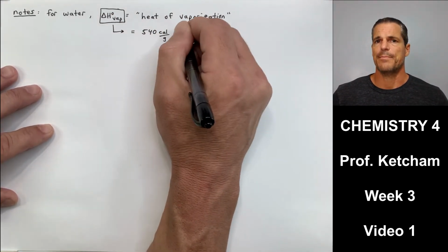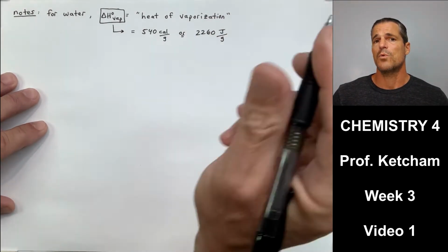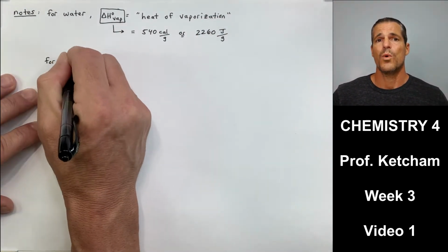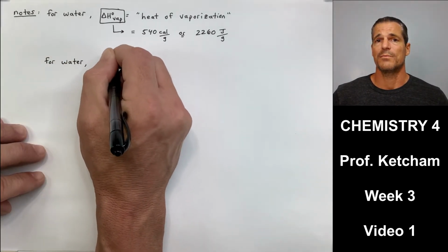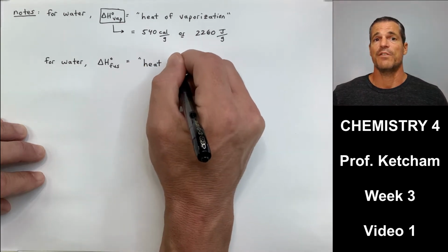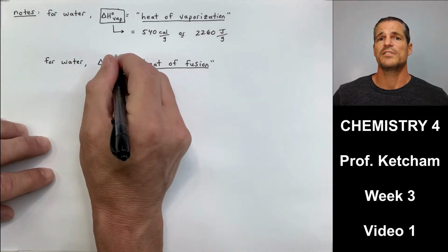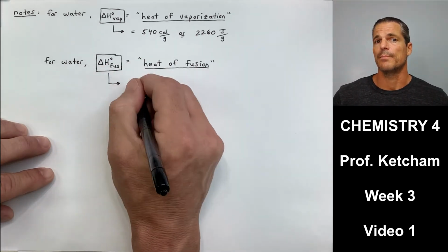A few notes for water. Delta H vap is the heat of vaporization. That's the heat required to vaporize 1 gram of water from liquid to vapor. And it's in units of either 540 calories per gram or 2260 joules per gram.